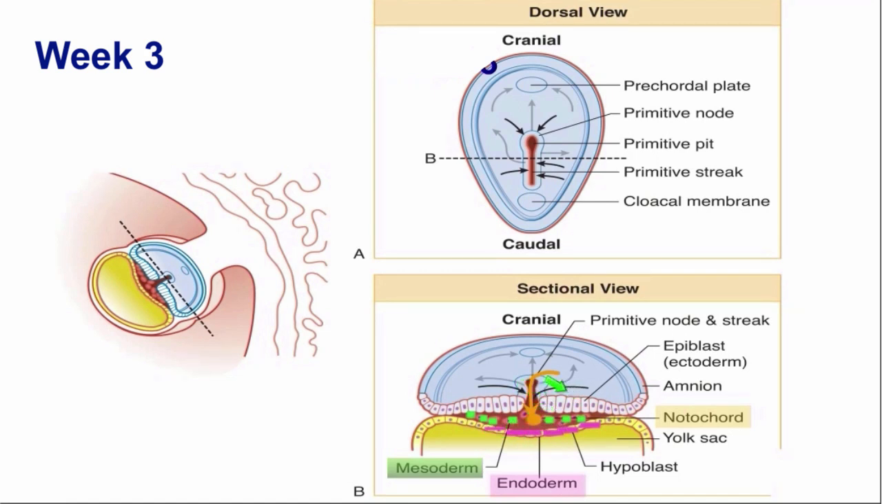Finally, we have other epiblast cells that stay in this upper layer. They do not migrate through the primitive streak. They stay in the upper layer, and we just change their name, and we call them ectoderm cells. So the cells of the epiblast that do not migrate through the primitive streak remain as the ectoderm cells. That'll be the ectoderm layer.